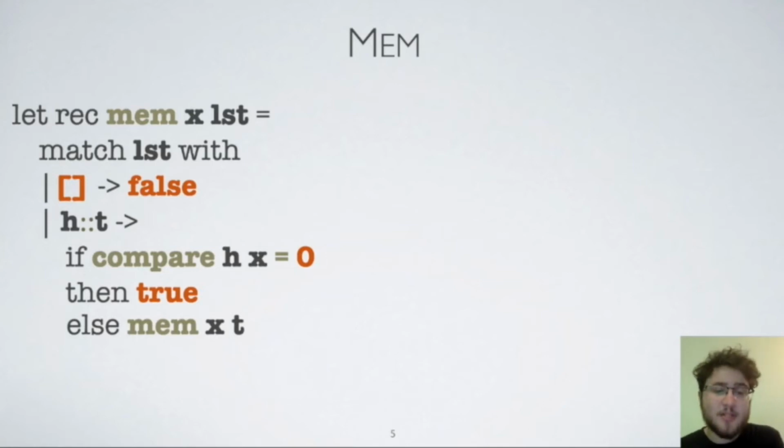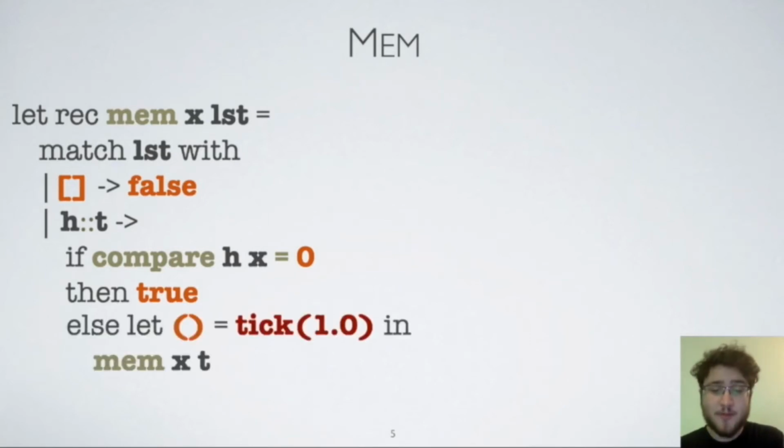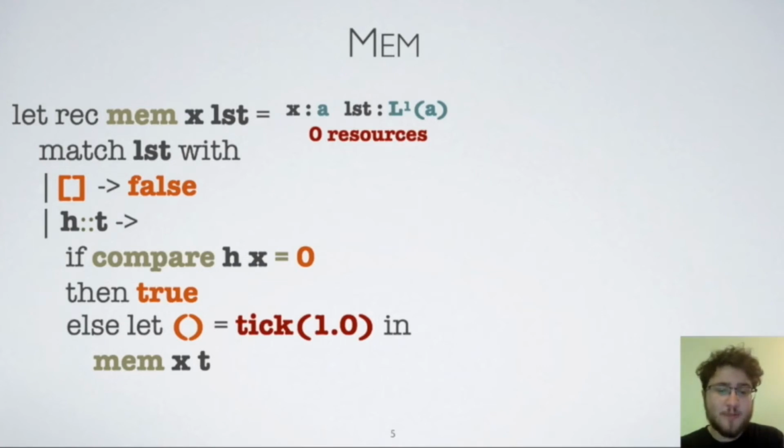We can show this using the potential method as follows. First, we explicitly mark the costs where they occur using tick operations. That would occur right here at the recursive call. Then we can type the list argument with 1 unit of potential per element, written like so, with a superscript 1 representing the amount of potential per element. This aligns with what we've just guessed the worst case cost will be, the length of the list.